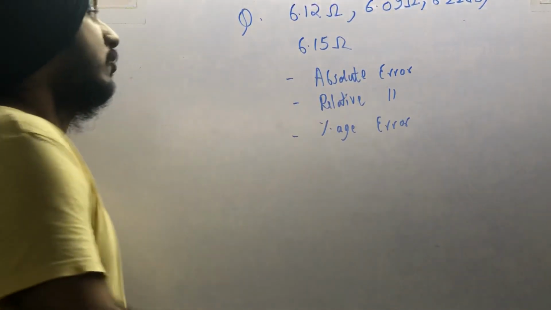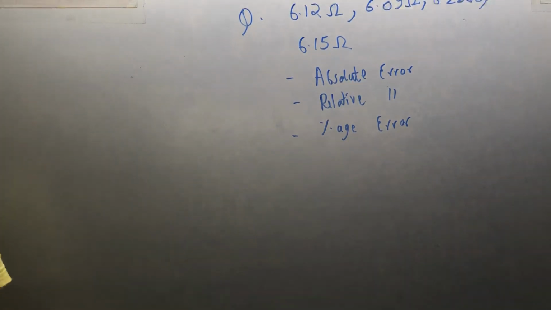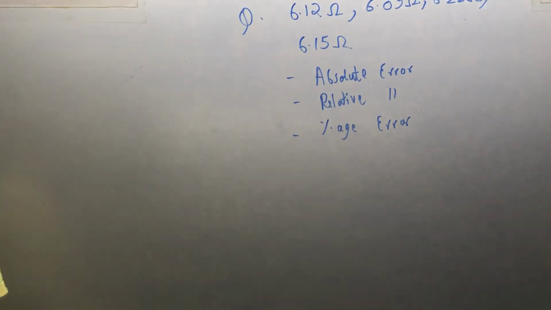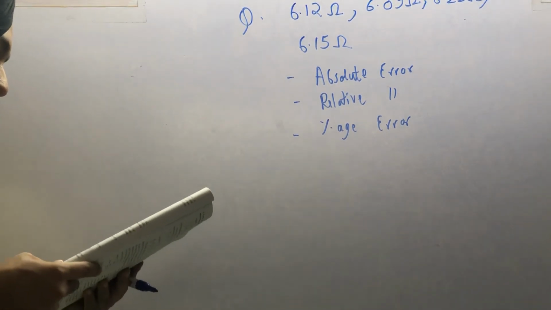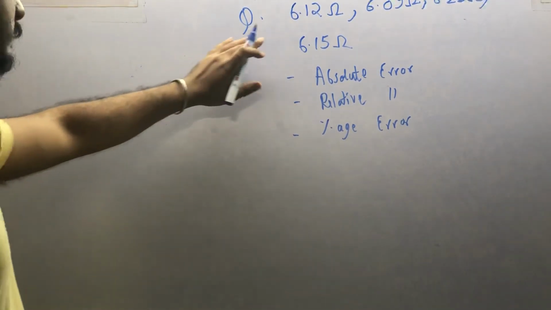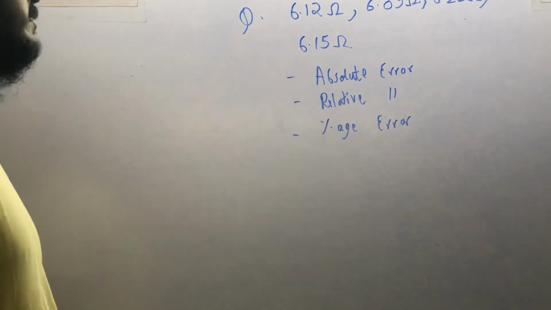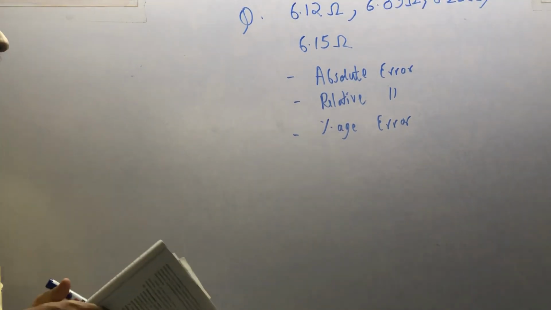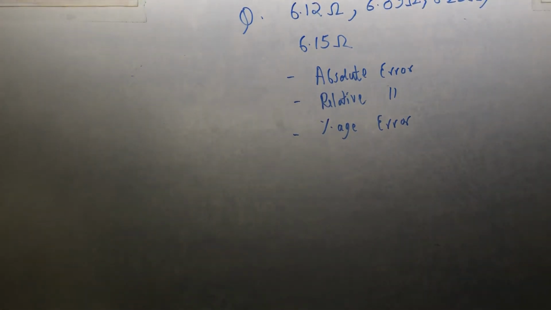Okay, so this is the question that is given to us. There are 4 values. We have done this experiment using resistance experiment, and we found that the resistances are as follows: 6.12, 6.09, 6.22 and 6.15. What we have to do is find out the absolute error, relative error and the percentage error. So let us start this question.